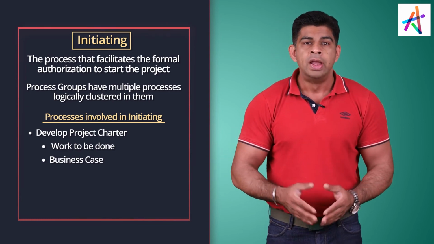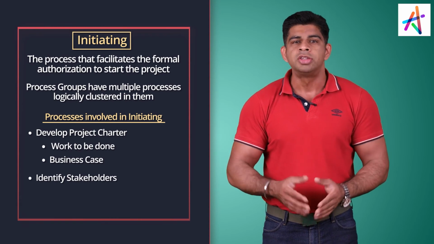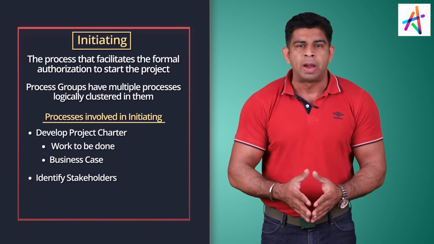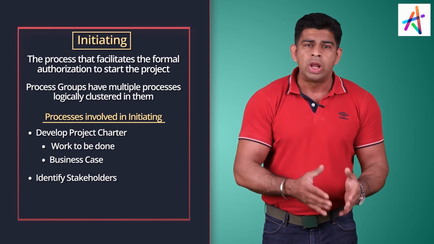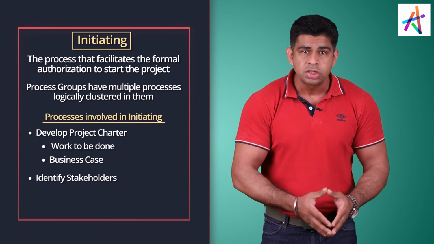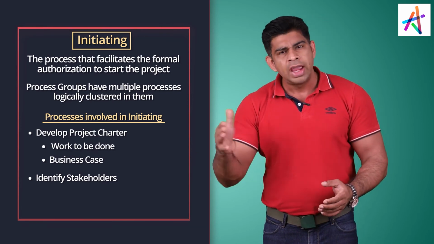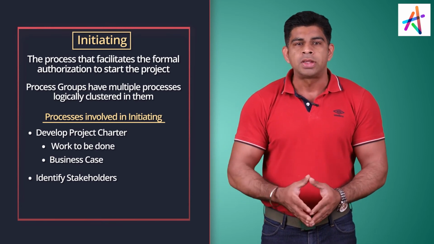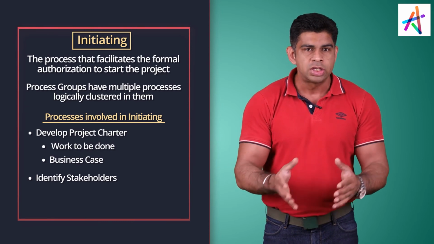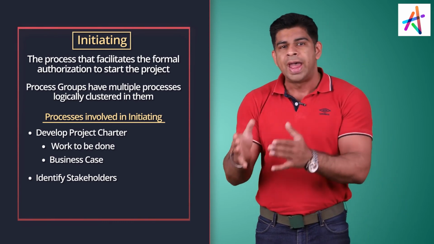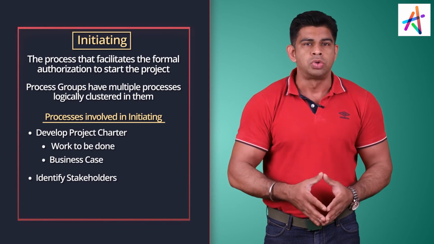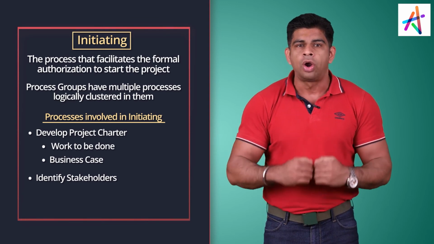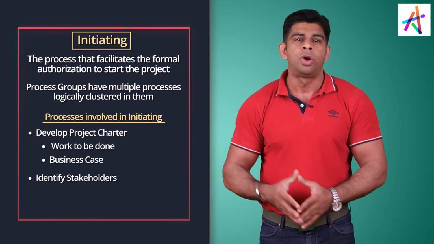Second is identify stakeholders, by identifying all people or organizations impacted by the project, and documenting relevant information regarding their interest. What are they interested in? Are they involved in the project, or how are they involved in the project? What is the potential impact on the project's success? This is where we identify the stakeholders and document all of the information related to that. Why do we do it? It's mainly done to ensure that we take care of all these stakeholders' interests in the planning process.